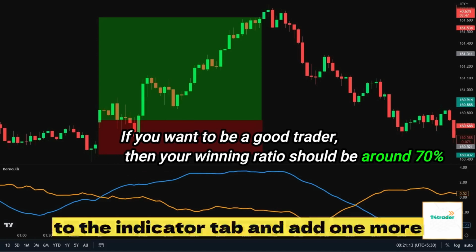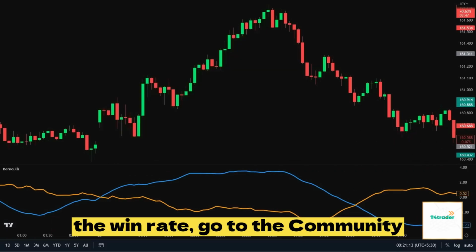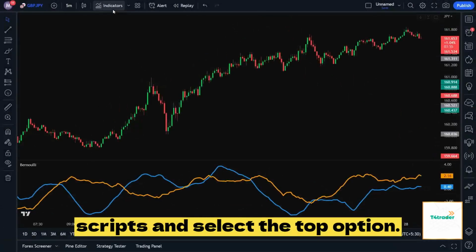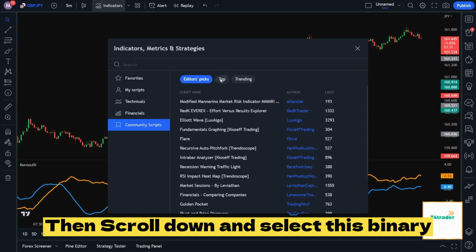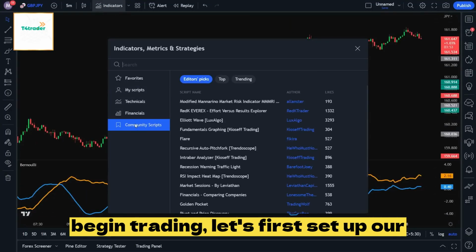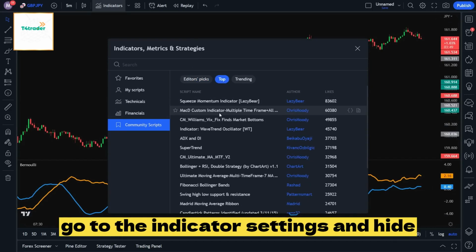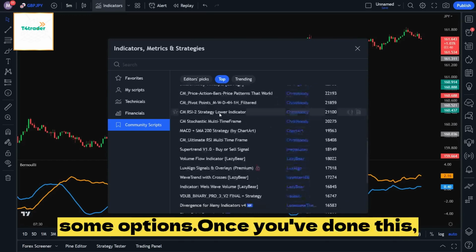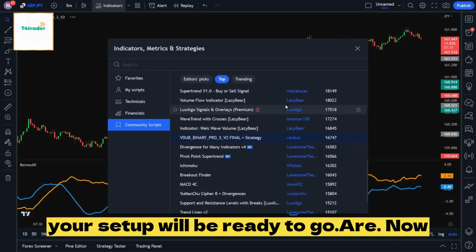Now go to the Indicator tab and add one more indicator to the chart. For increasing the win rate, go to the Community Scripts and select the top option. Then scroll down and select this Binary Pyrathere V2 final strategy. Before we begin trading, let's first set up our indicators. To do this, simply go to the indicator settings and hide some options. Once you've done this, your setup will be ready to go.